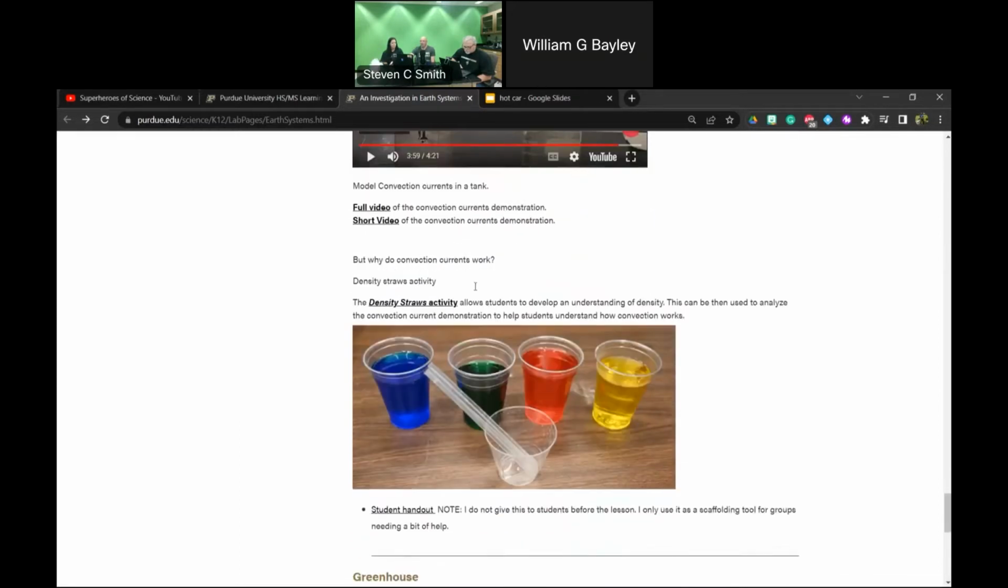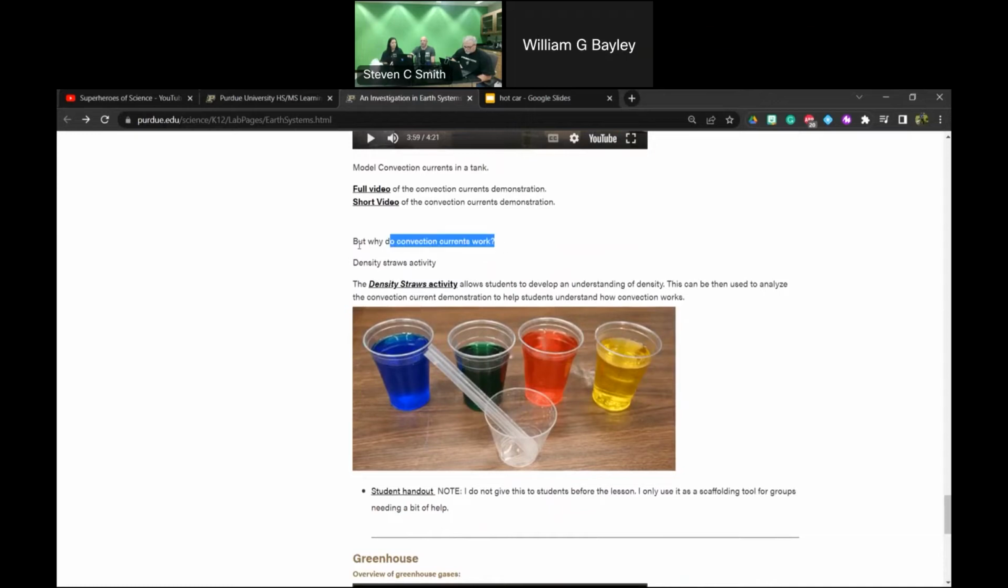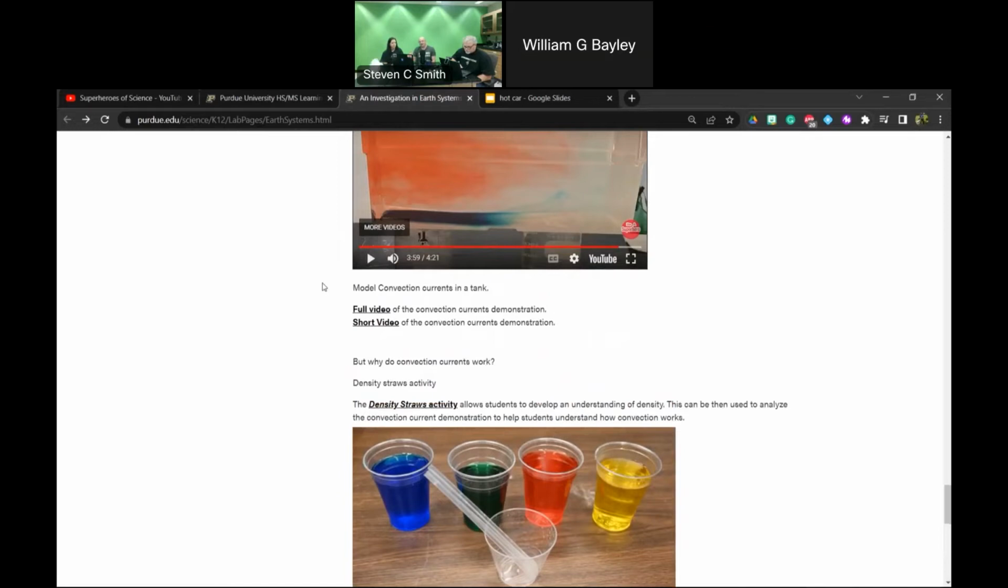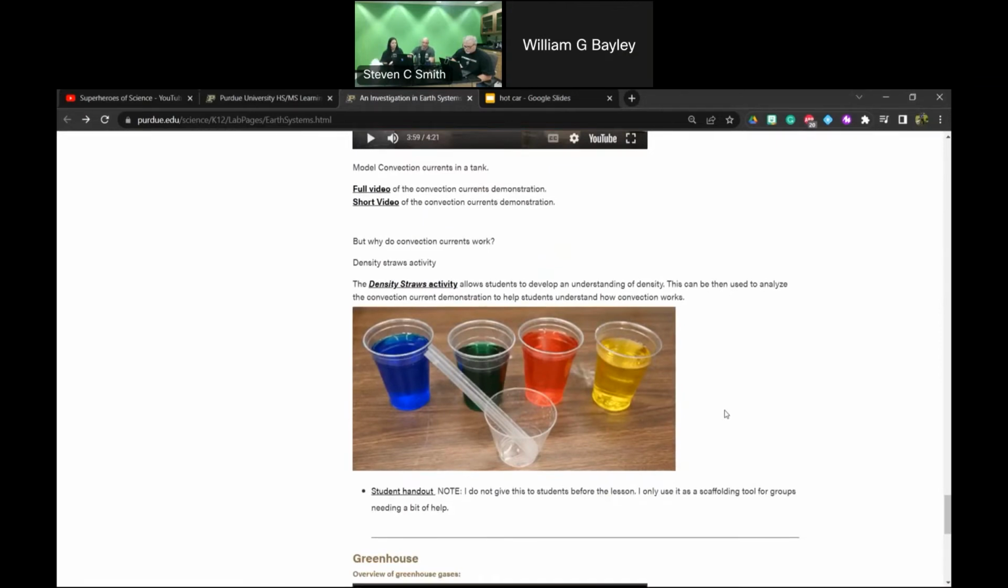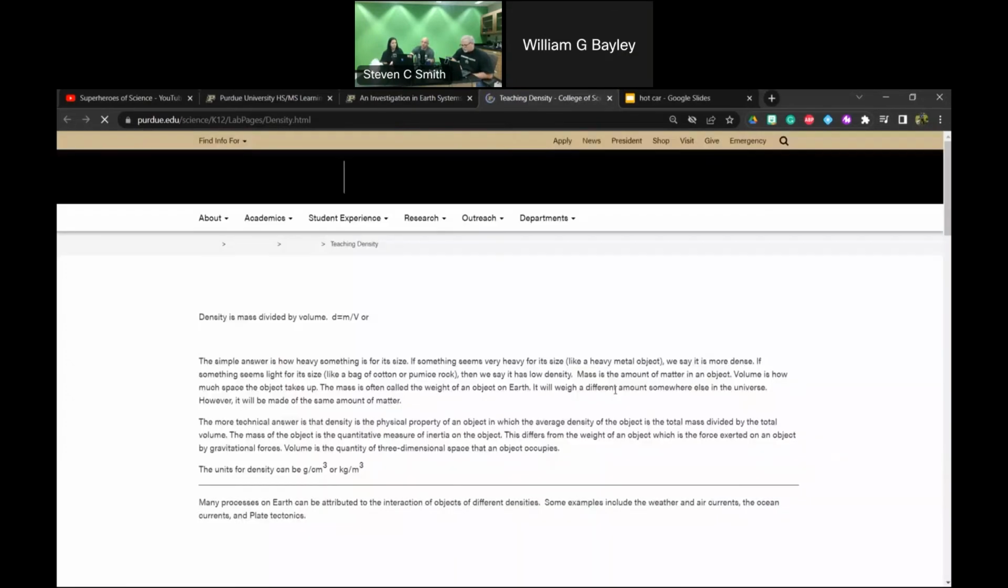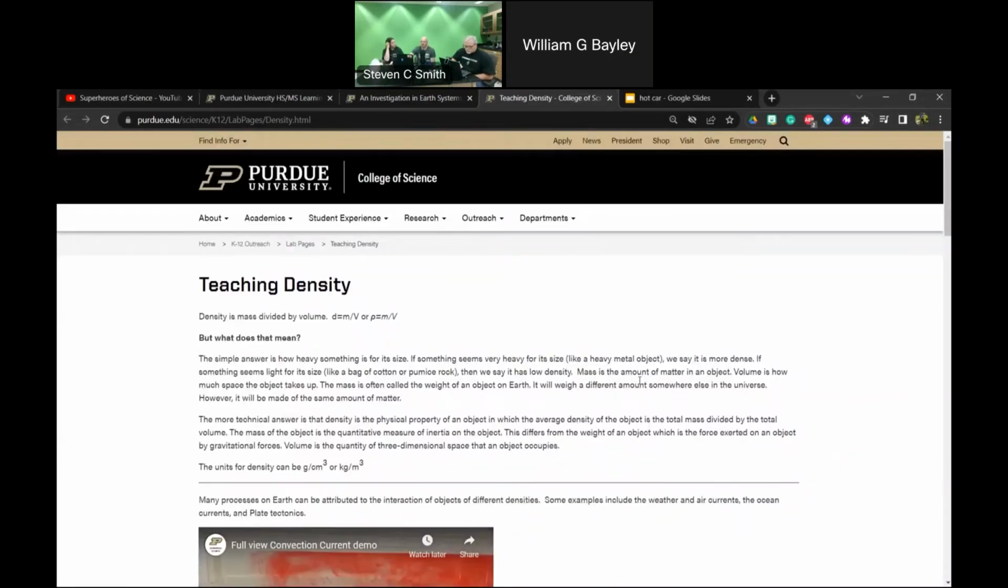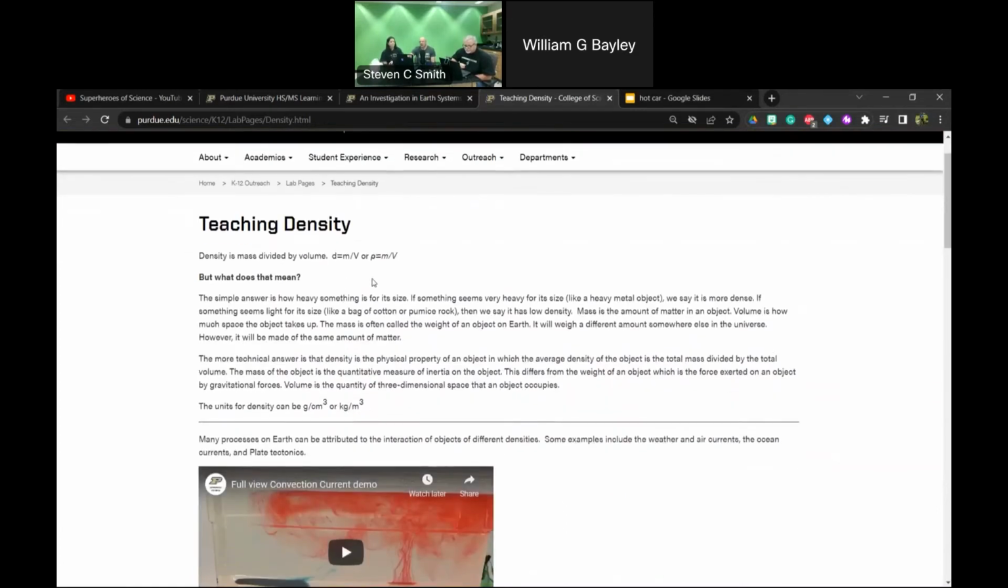All right, so we talked about convection currents, but why do convection currents work? Well, it's density. The warmer air mass is less dense, and the cooler air mass is denser. And one of my absolute favorite activities to teach is our density straws activity. With this one, I went ahead and made a little page out of it. We have taught this for the 20 years I've been here, probably close to 1,000 different times, easily. And we know density is mass over volume.